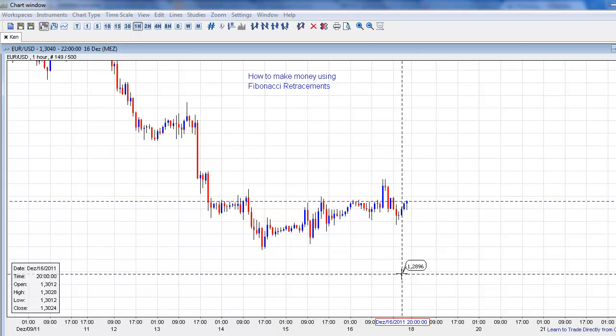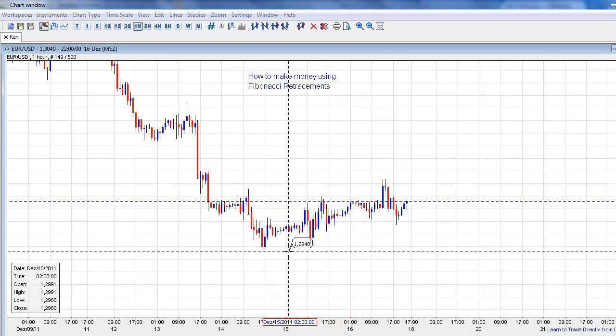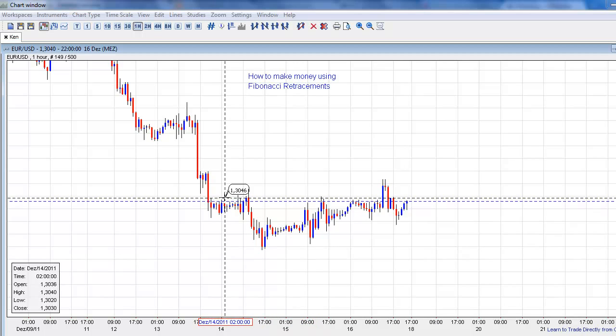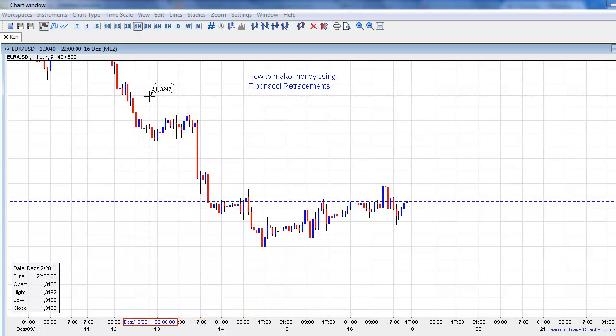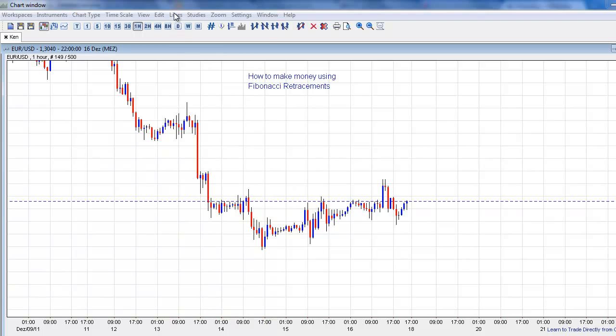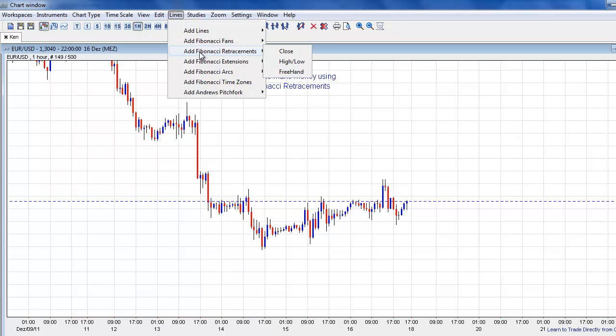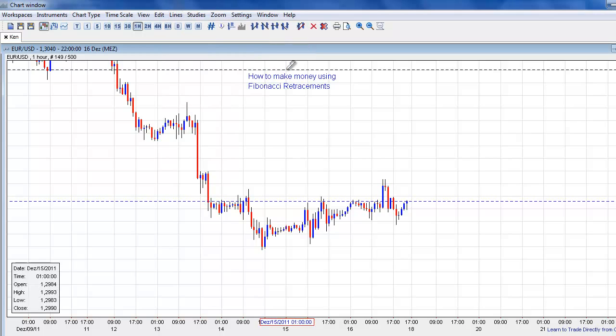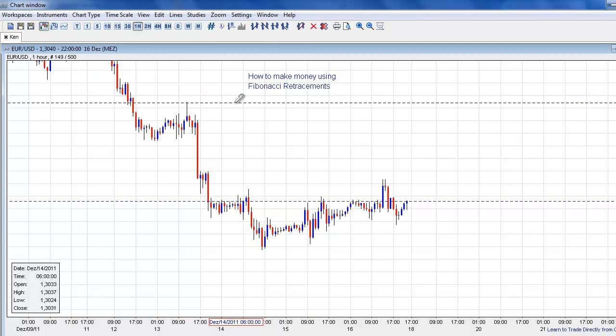areas in price. So what we're going to do now, we have the euro dollar chart. I am going to pull up my Fibonacci retracement level. Now what you need to do first and foremost is look at what the overall direction of the market is. So number one, look at the overall direction of the market. If you're looking at trying to enter a short position and you know that the overall direction is to the downside, then what you want to do is go to lines, go to add Fibonacci retracements, and then go to freehand.